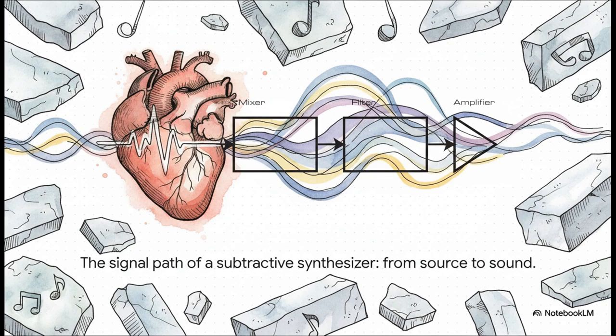It all kicks off right here with the oscillator. You can think of the oscillator as the heart of the synthesizer. It's the part that generates that first, raw electrical wave. This is our big, uncarved block of marble. It's got potential, but it's not a sculpture yet.